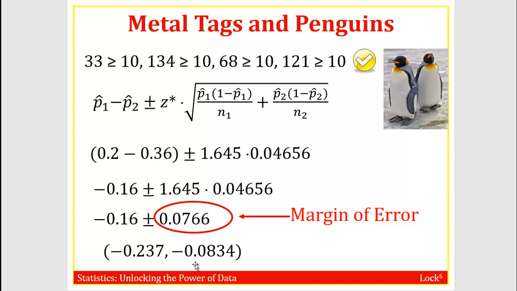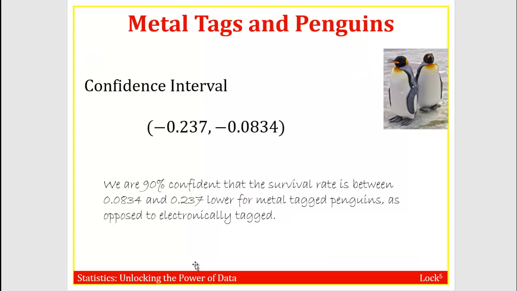So I interpret this confidence interval just the same way that we've been interpreting confidence intervals since the beginning of the semester. So we would say we are 90% confident that the survival rate is between 0.0834 and 0.237 lower for metal tagged penguins as opposed to electronically tagged penguins.